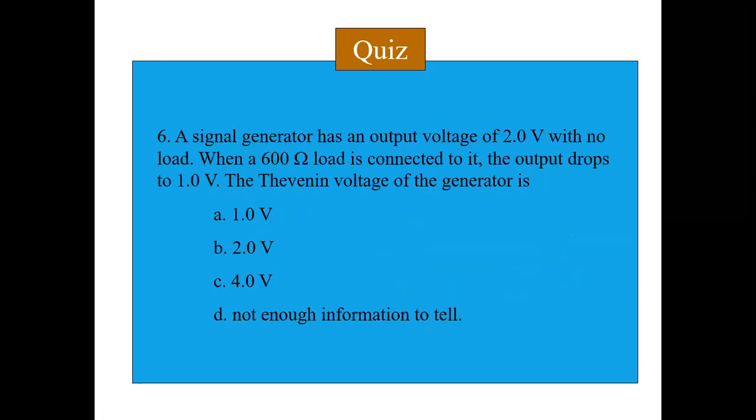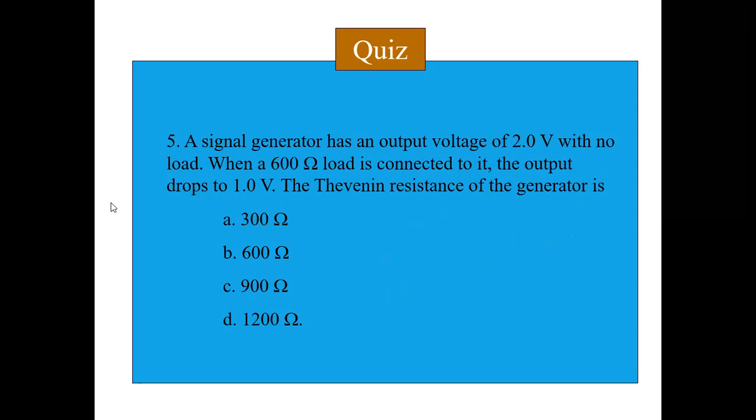We are able to check. For question 5 the answer is 600 ohm, because when those two values are the same, the maximum power transfer can take place. So here 1 volt drops across this 600 ohm and another 1 volt is dropping across the next 600 ohm.